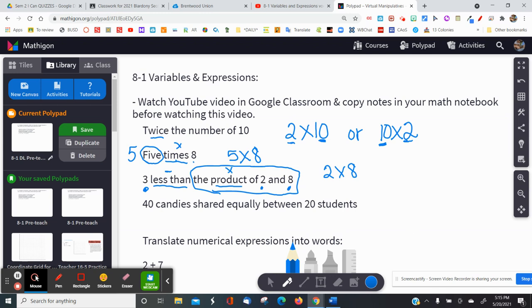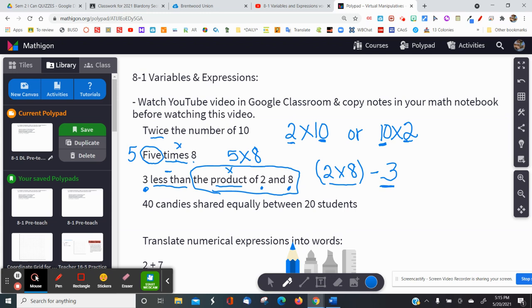Okay, so when it says 3 less than the product of 2 and 8, the 2 and 8 I'm going to solve first. I'm going to put it in parentheses, and then I'm going to subtract 3. And I'm going to check my work to make sure that this makes sense. 3 less than the product of 2 and 8. So 2 times 8 minus 3. Okay, so that is the numerical expression. So again, you don't have to solve these problems as of yet. We're just working on changing the words to numbers and vice versa.